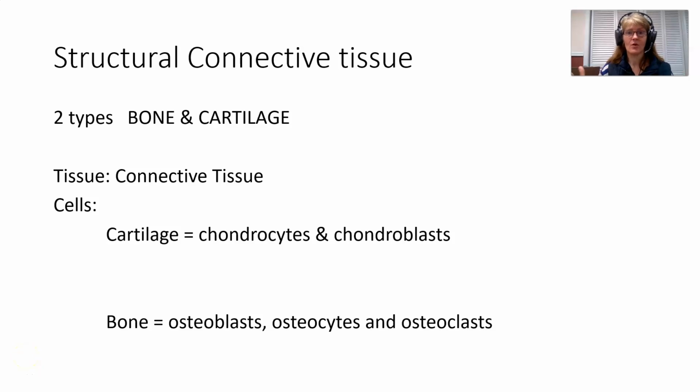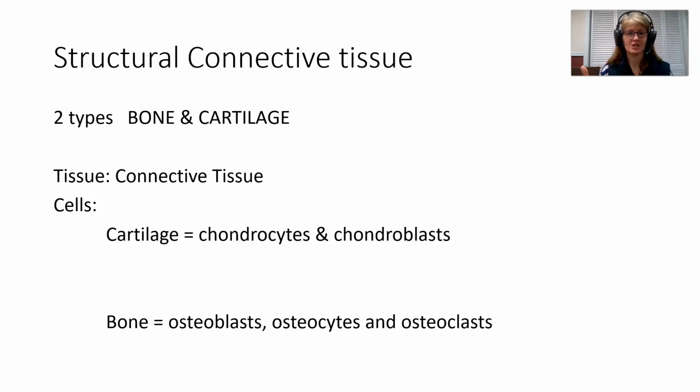Okay, so we're now moving on to structural connective tissue. We said there were 4 types of tissues: epithelial tissue, connective tissue, muscle, and nervous tissue. For connective tissue, we said there were 4 types: proper connective tissue, blood, bone, and cartilage. And here's the bone and cartilage. They're both very much structural connective tissue.